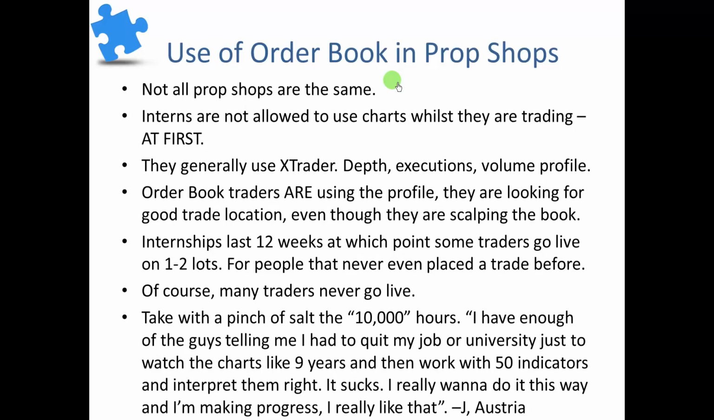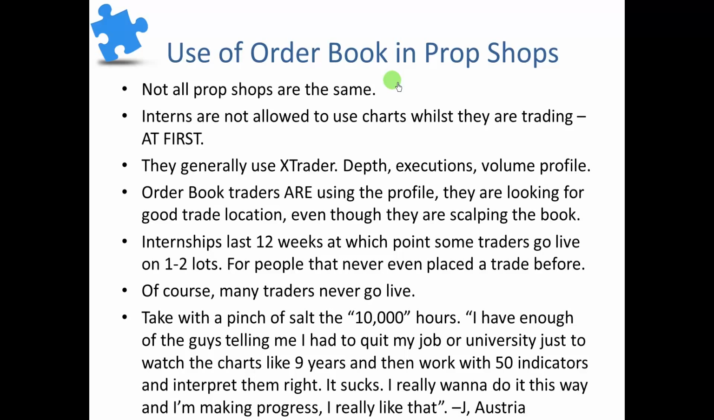So let's have a look at what prop shops do. And when I'm talking about prop shops here, I'm talking about traditional bricks and mortar prop shops, where they take in interns and actually give them an education. They're not all the same. They don't all focus on the same set of techniques. Some prop shops are actually strategy specific. But generally speaking, prop shops will push traders towards order flow.